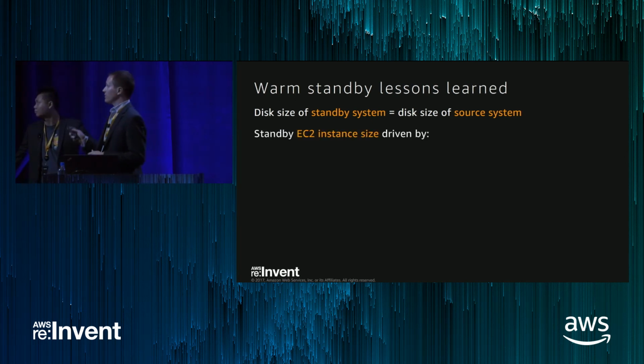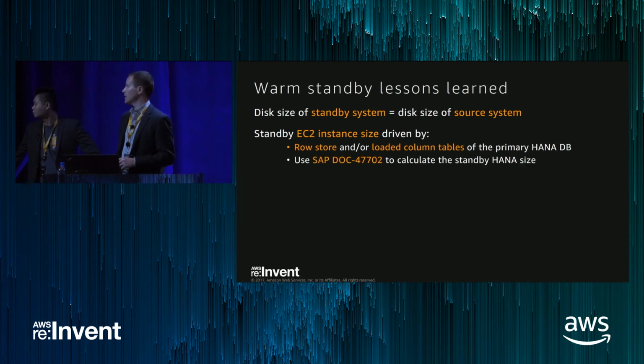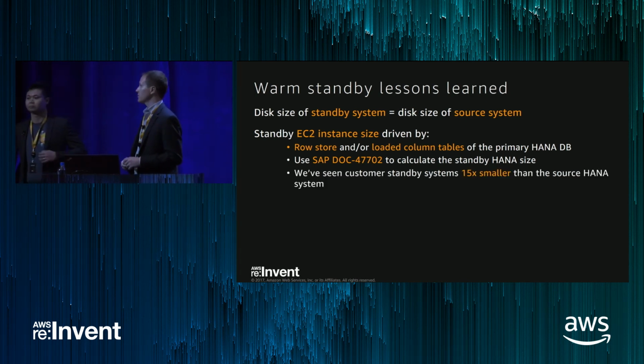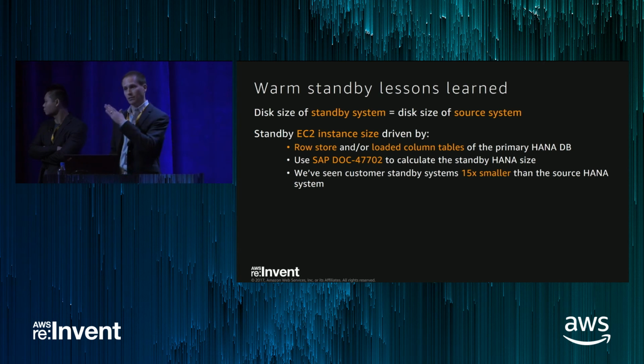If you're trying to figure out how big or small you can make that standby instance, it's driven by the row store and or loaded column data tables in the primary HANA database. To specifically calculate it, take a look at this SAP doc. It'll show you how to calculate the standby HANA size. And as Samkit mentioned, customer systems that we see are consistently right around 15 times smaller than their source HANA system. And because of the power of AWS and the way we price things, since most of our pricing is linear, that's a 15 times cost reduction than running a hot node.